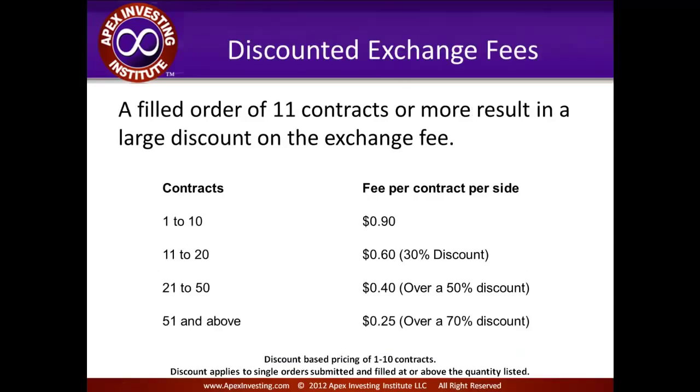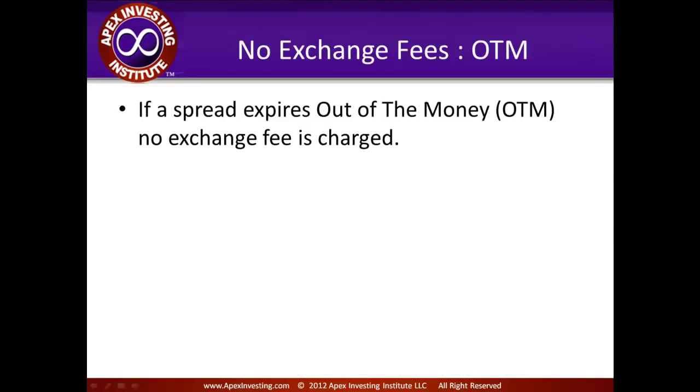With Nadex, you can trade just one contract, or you can trade more. With a single order submitted and filled at or above 11 contracts, you can get a discount of 30%, 50%, or even greater than 70% depending upon how large your order is. Another benefit is that if a spread expires out of the money, no exchange fee is charged. So let's say at the same time you buy one spread and you sell a lower spread, and the market goes up and settles at a higher price. The spread that you bought has an exchange fee on the exit, but the spread that you sold expired out of the money, so it does not have an exchange fee when it settles.